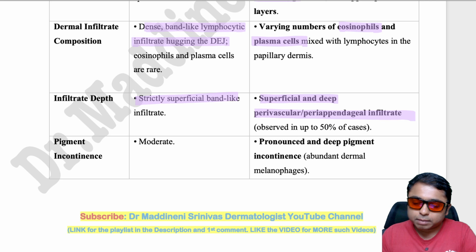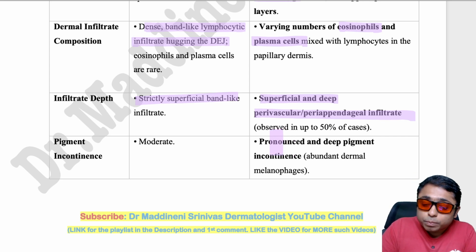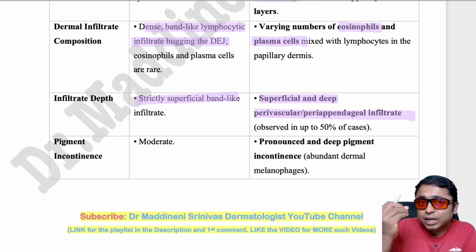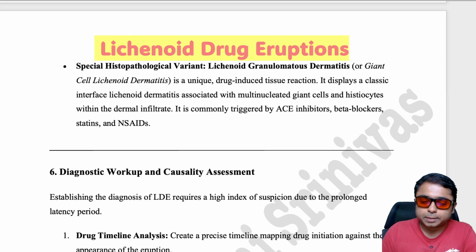Pigmentation, like clinically we are seeing that it is very difficult to heal, pigmentation is going to be very difficult to treat. The reason is that the pigment incontinence is going to be very deep, it is going to be present in the dermis. So, dermal melanophages can be seen.